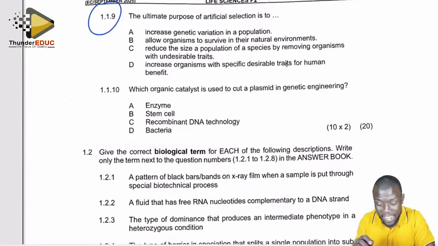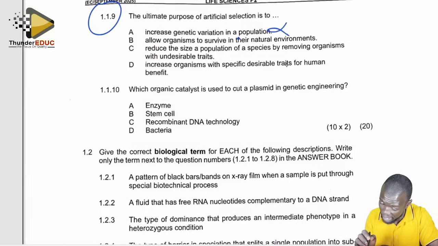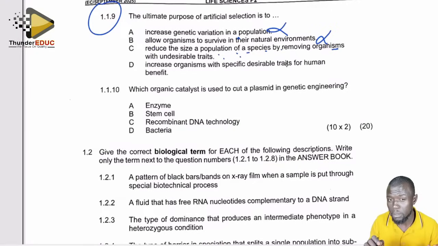1.1.9. All right. The ultimate purpose of artificial selection is to increase the genetic variation? I don't think so. Allows the organism to survive in natural environment? Artificial? No. Reduce the size of the population of species by removing the organisms with the undesirable characteristics? Why should we reduce the size of the population? We want more of them. I don't think so.